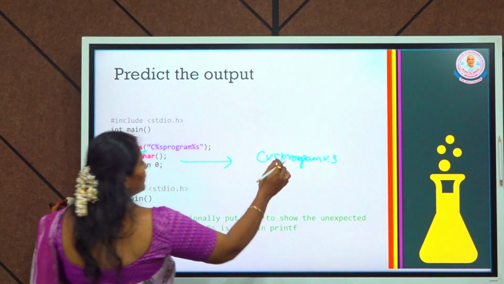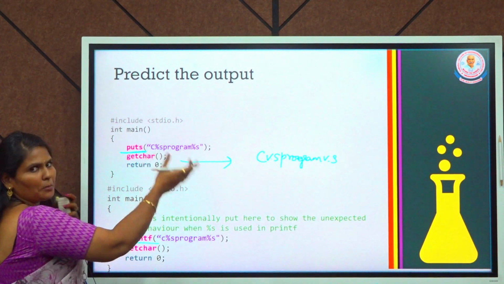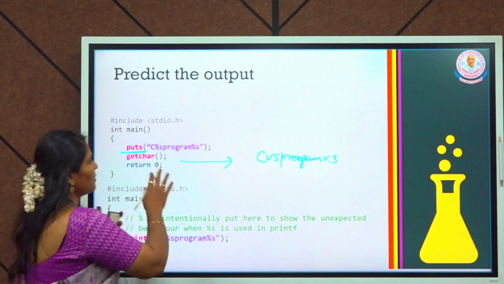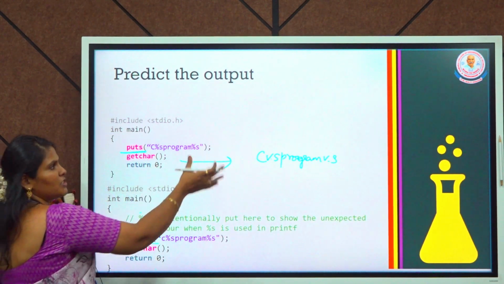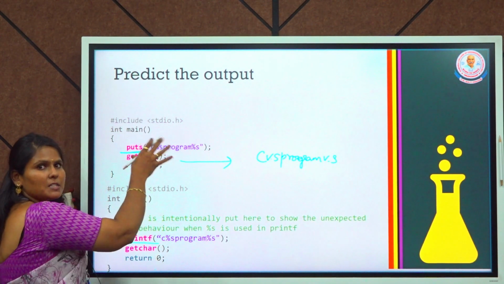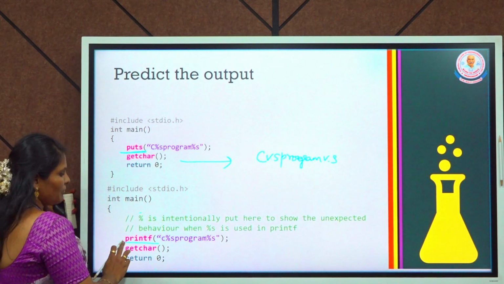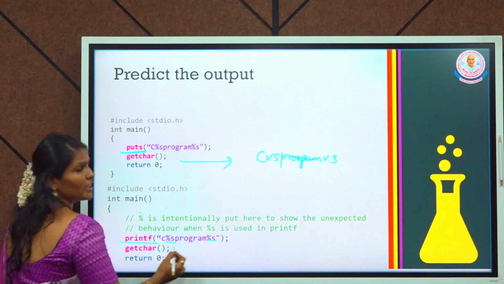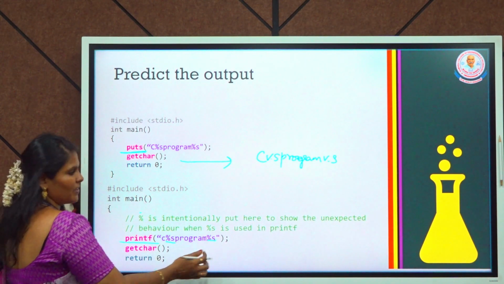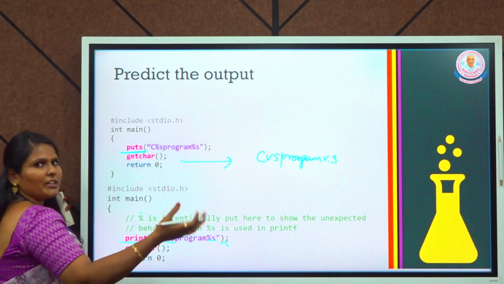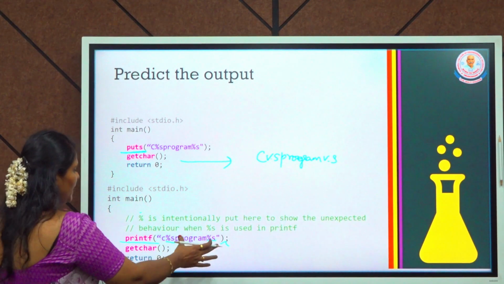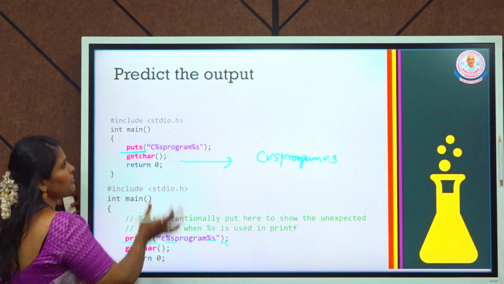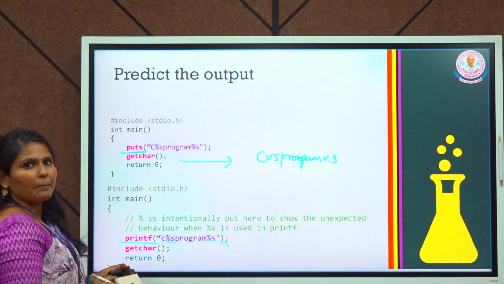It will not treat %s as a format specifier; it leaves it as it is. The puts function will just print whatever characters are present within the double quotes. But if you take it as a printf, then it will check that %s is a format specifier, and then it will look for the variables it is going to refer to, which have to be added over here. That is the difference between puts and printf. Okay.